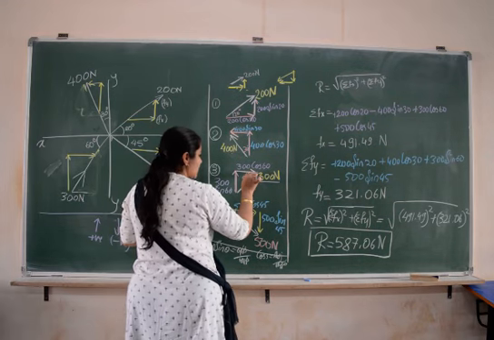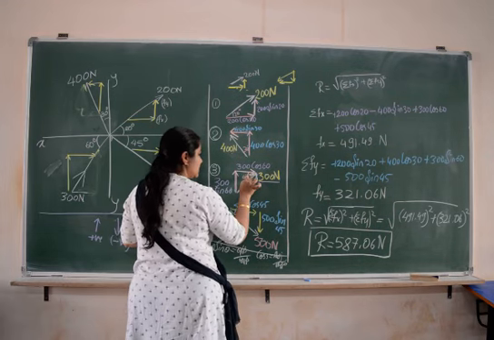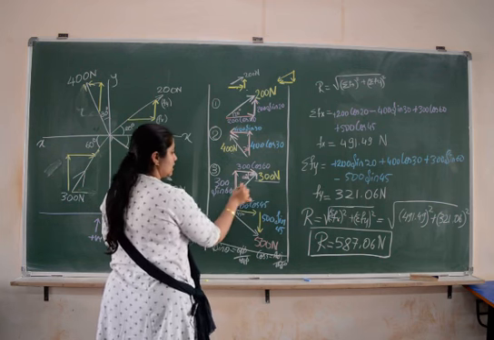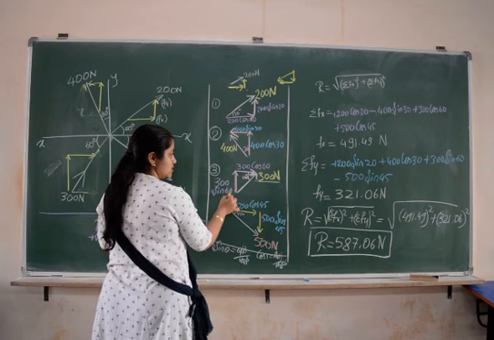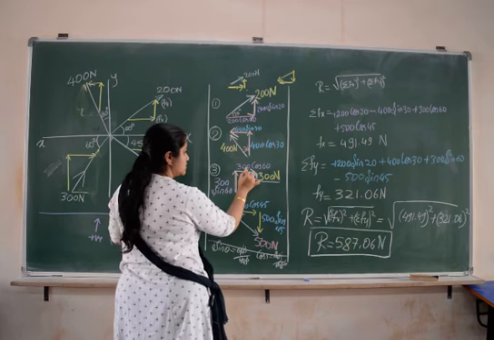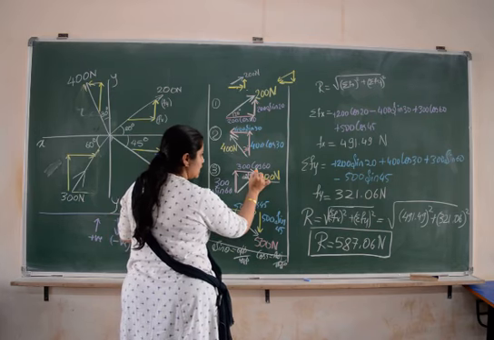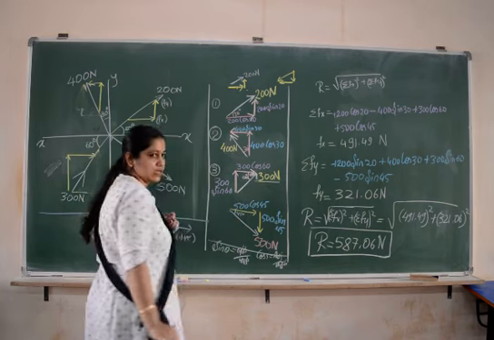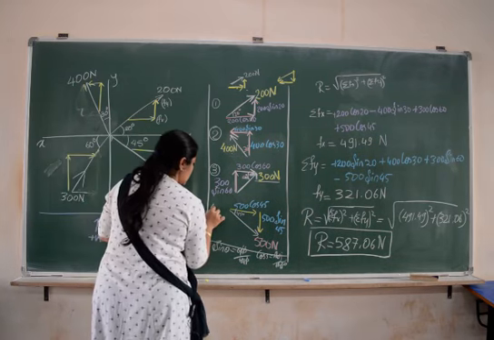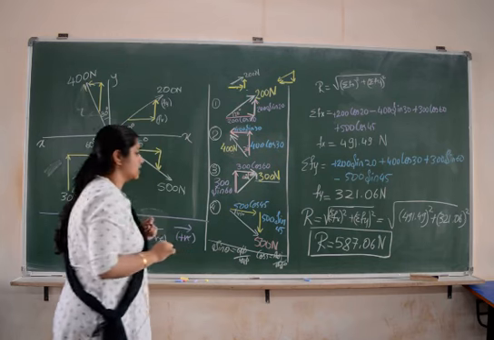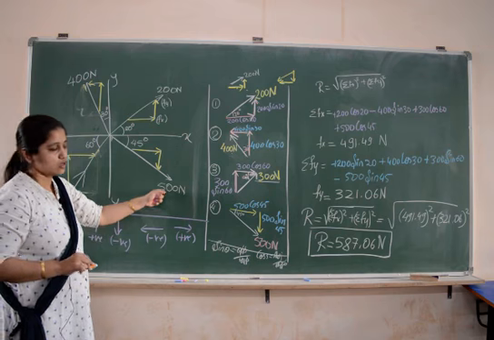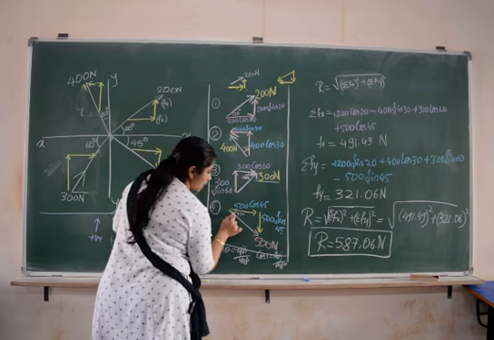So, this is 60 degrees. Fine. 300 sine 60, opposite to the angle. This becomes 300 cos 60 because it is adjacent. So, similarly, the fourth force I am taking into consideration, this is 400 Newton. This is also moving outwards.